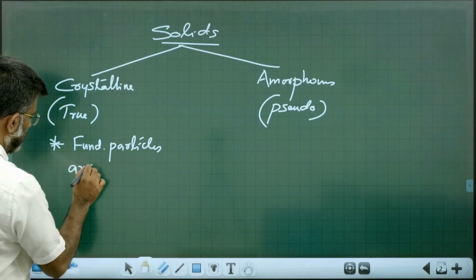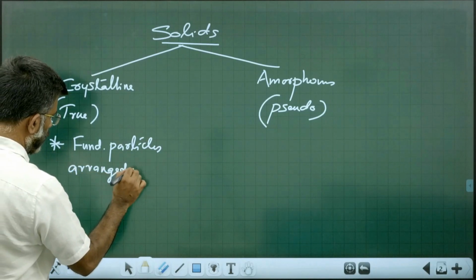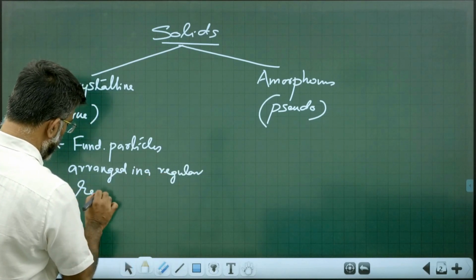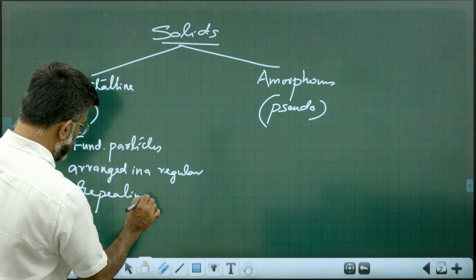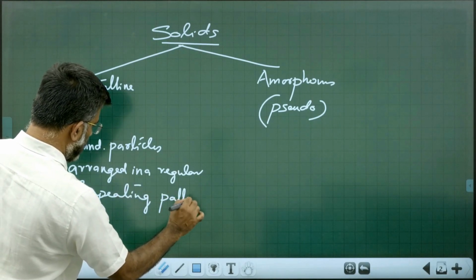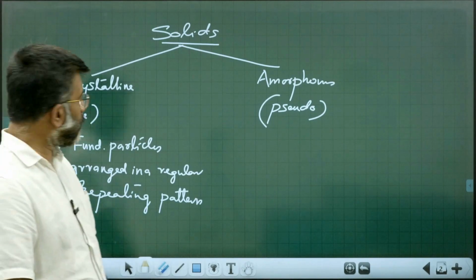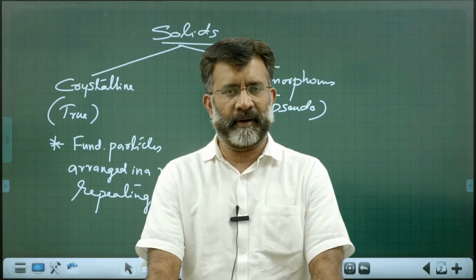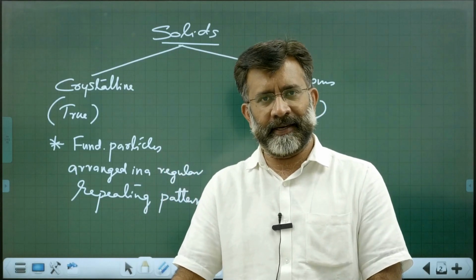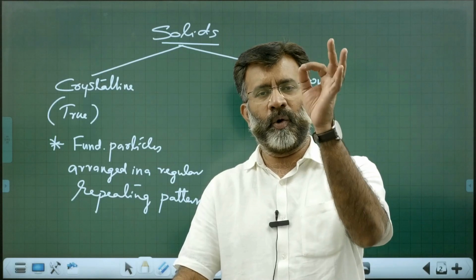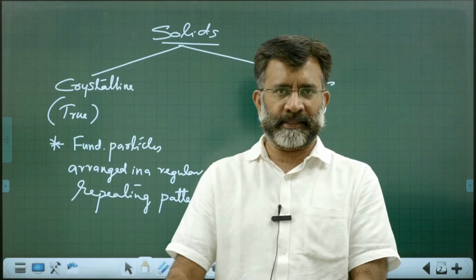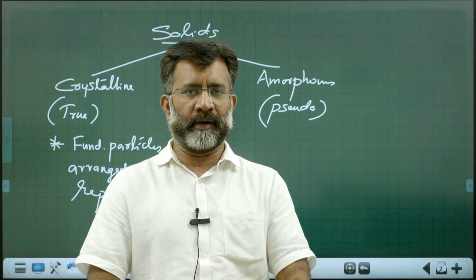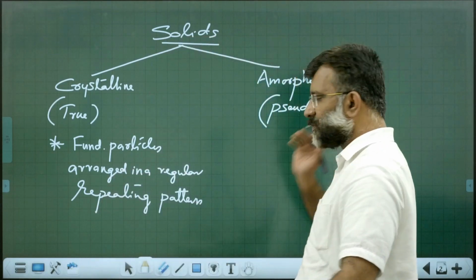The fundamental particles arranged in a regular repeating pattern. That is the point regarding crystalline material. In crystalline materials, the fundamental particles, atoms, molecules, ions, etc., are arranged in a regular, repeated, ordered manner. That is crystalline, while in amorphous materials, they don't have a regular, repeated, ordered manner.